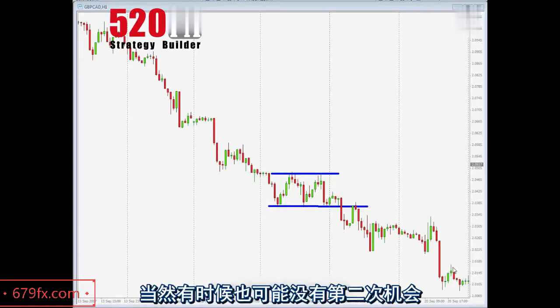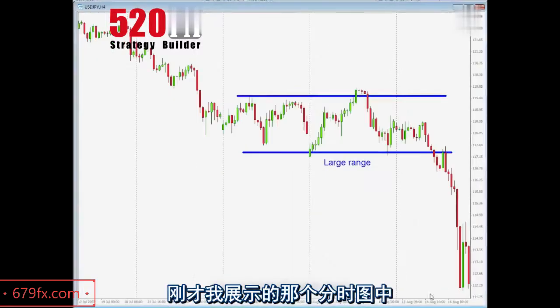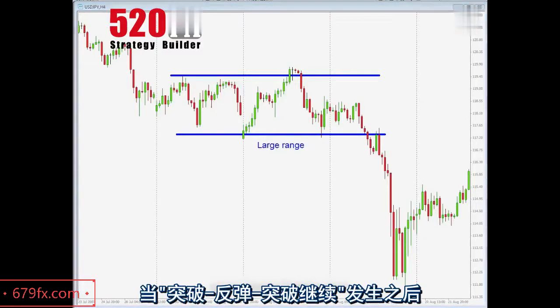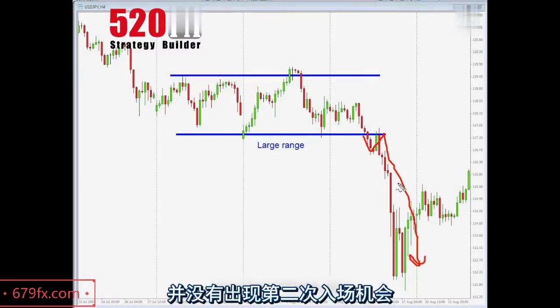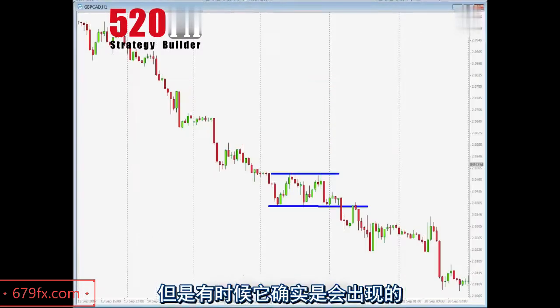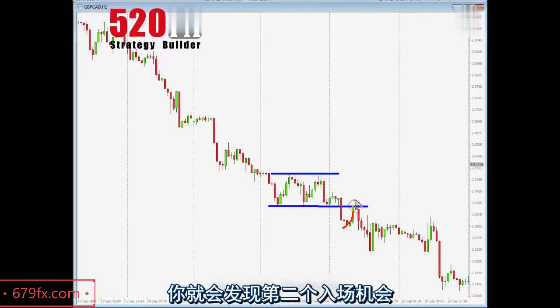Sometimes the pullback doesn't happen. As I was showing you before in the previous chart, once the breakout took place, the breakout continuation just moved right through, and you never had a second chance. But sometimes it does happen. So if you miss the first move, it's worth keeping an eye on this chart for a little bit longer, because a few bars later you may have a second chance.